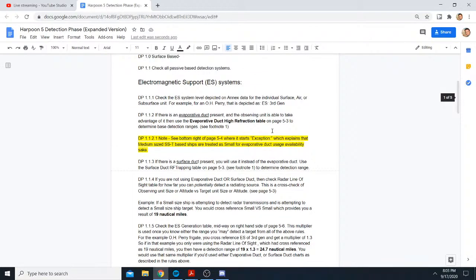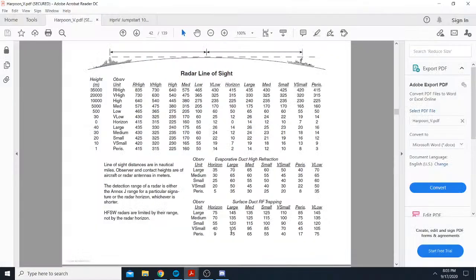I think there are Chinese ships that also have this capability. But if you have an SS-T type of system, which is basically a surface targeting system, it's specifically designed for targeting. Okay, there is a caveat there on page 5.4, and I'll show you if I can find it.